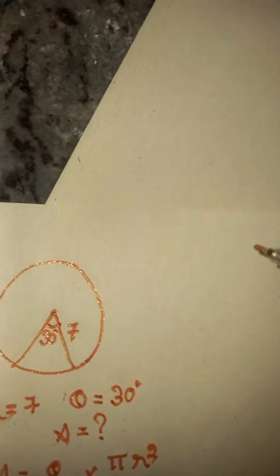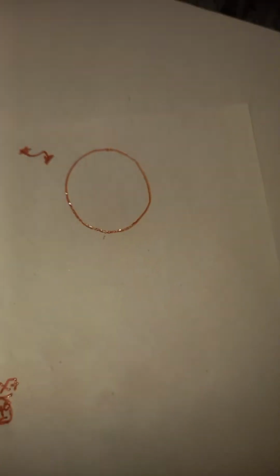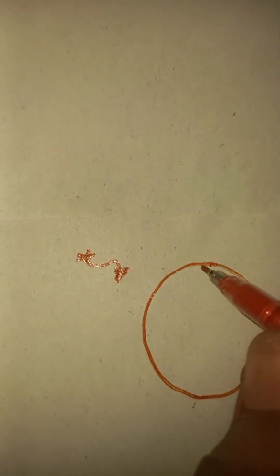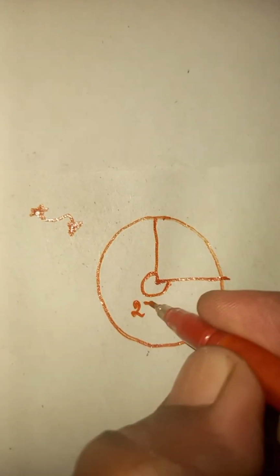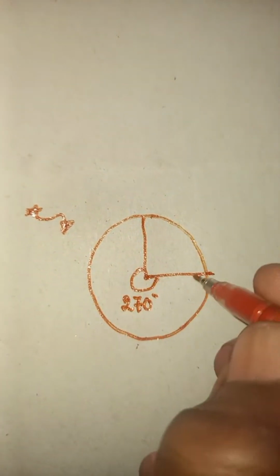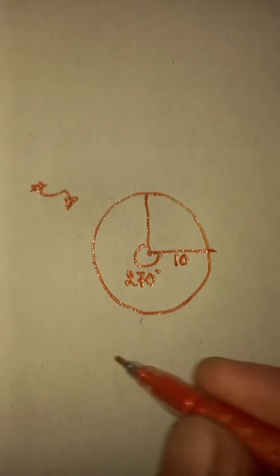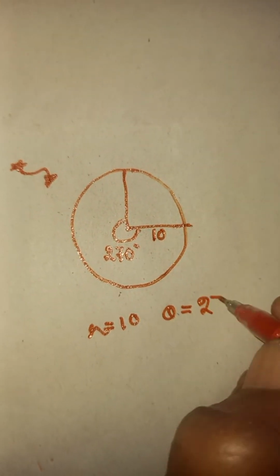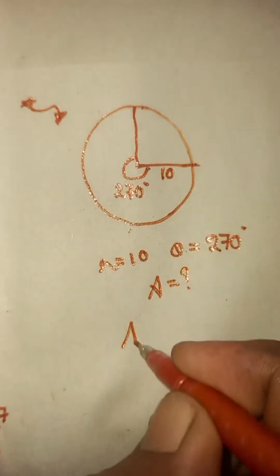Let's find another circle, and in this circle they are giving a big sector, and in this big sector the angle is 270 degrees. You need to find the bigger sector. The radius they are giving is 10 units. Here the radius is 10 units and the theta angle is 270 degrees. You need to find the area of the sector.